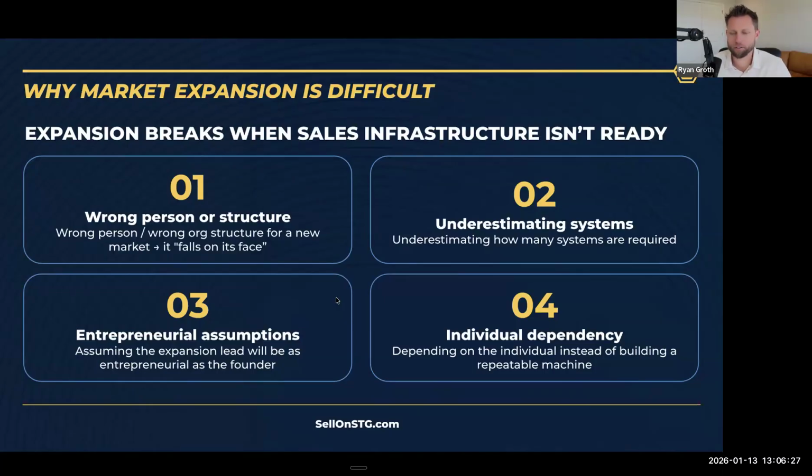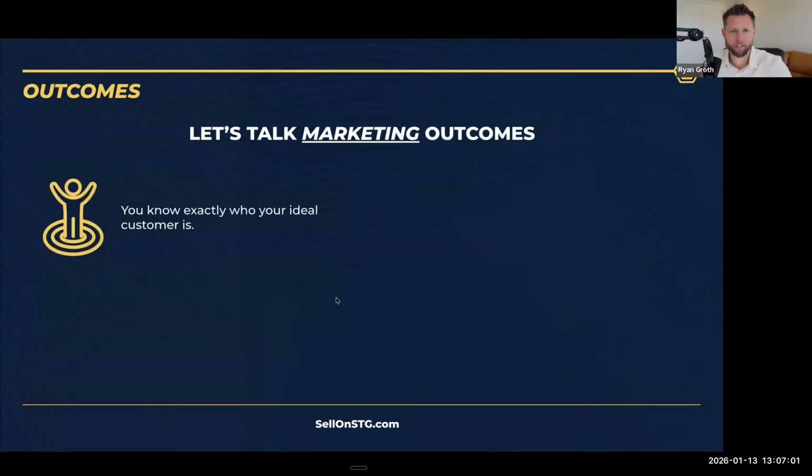So, like, the wrong person or the wrong structure, how do we go about doing this? The underestimating systems. People underestimate how many systems are really required. It's like, oh, they should be able to go, eat what they kill. It should work, right? Well, it doesn't always work, and then you're kind of back on the hamster wheel over and over again, and then you kind of give up. You just say, "Oh, this wasn't for us." So people underestimate that. They make entrepreneurial assumptions, and also there's a lot of individual dependency. So that's when it breaks and when market expansion is not ready from a sales standpoint.